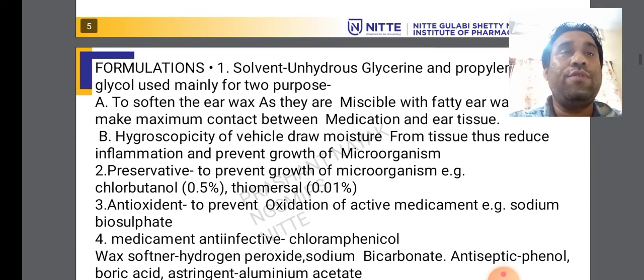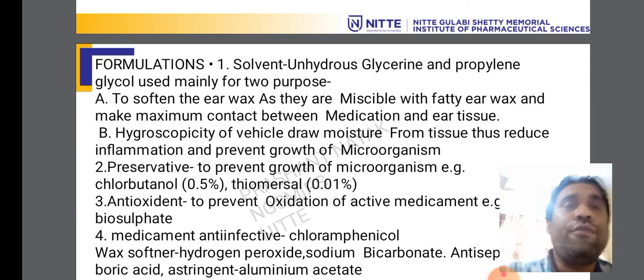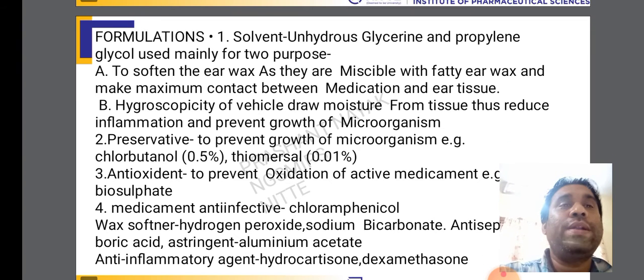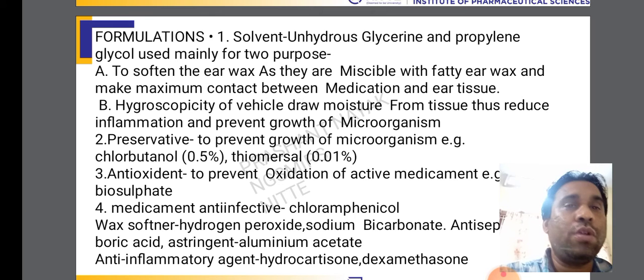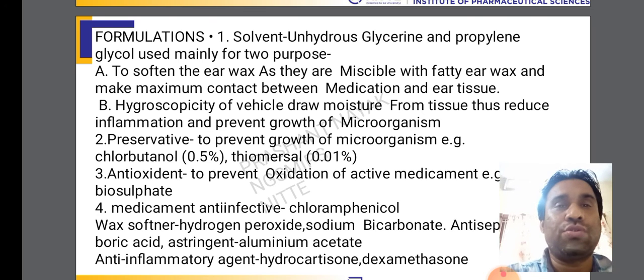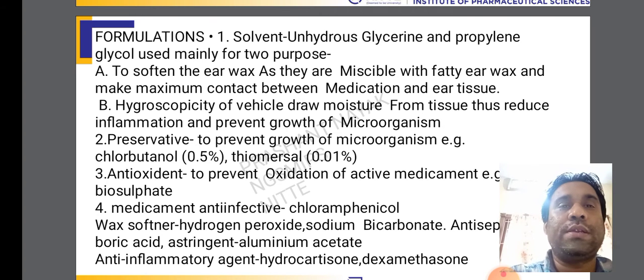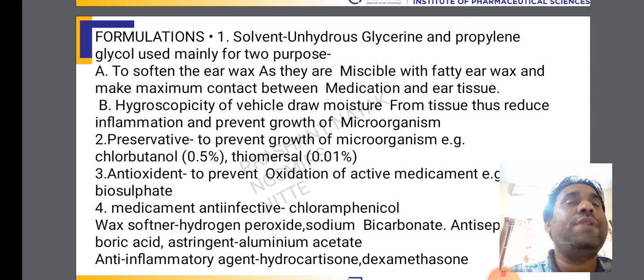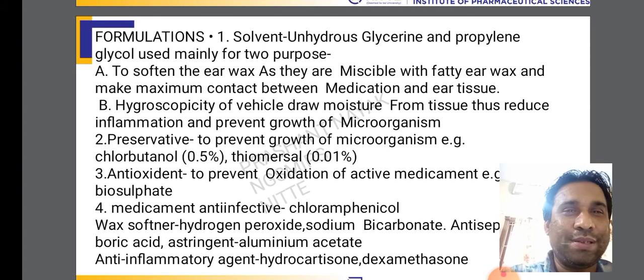Now coming to the formulation aspect. As solvent, anhydrous glycerine and propylene glycol are used mainly for two purposes: to soften the ear wax, as they are miscible with fatty ear wax, and to make contact between medication and ear tissues. The hygroscopicity of the vehicle draws moisture from tissue. This reduces inflammation and prevents the growth of microorganisms.